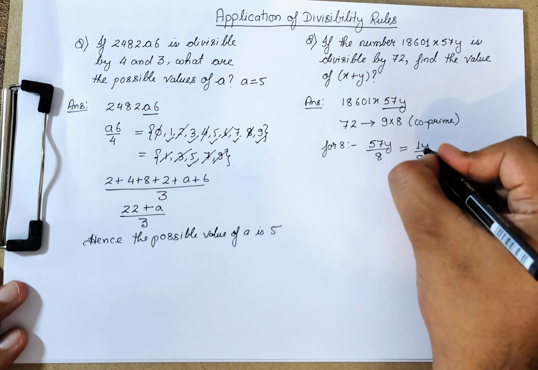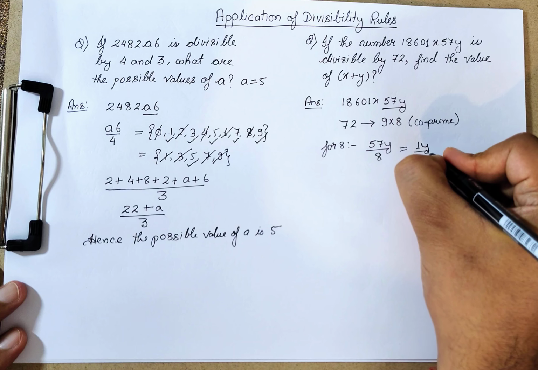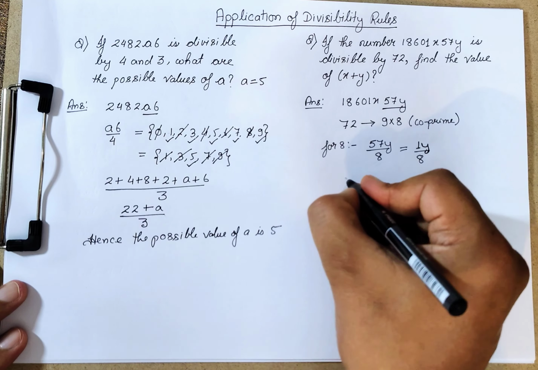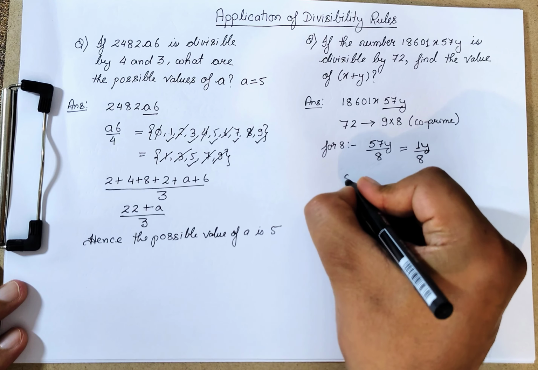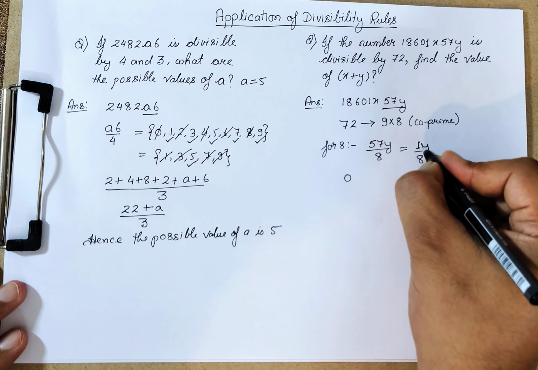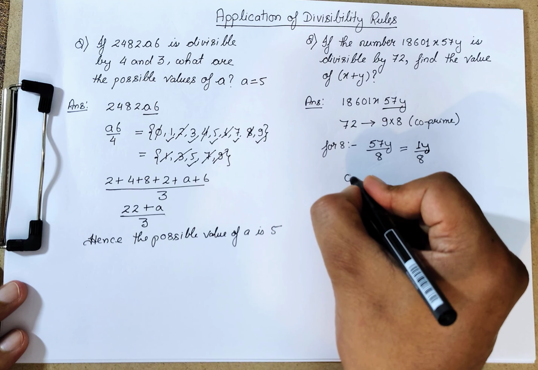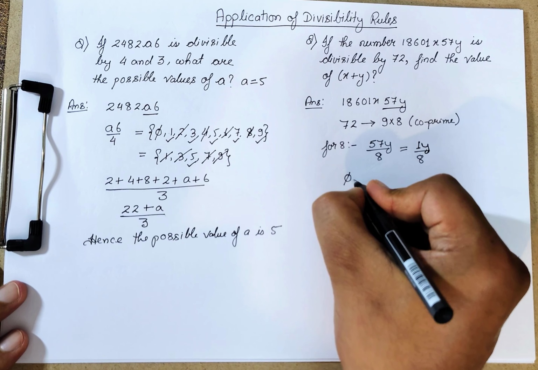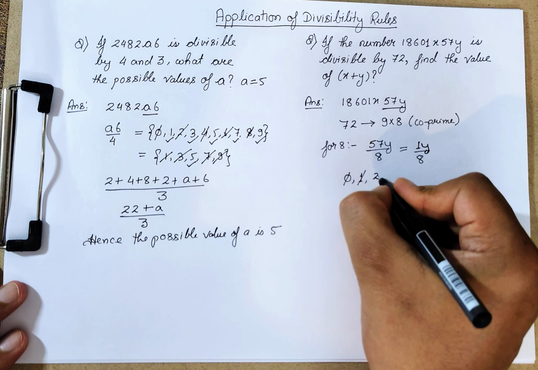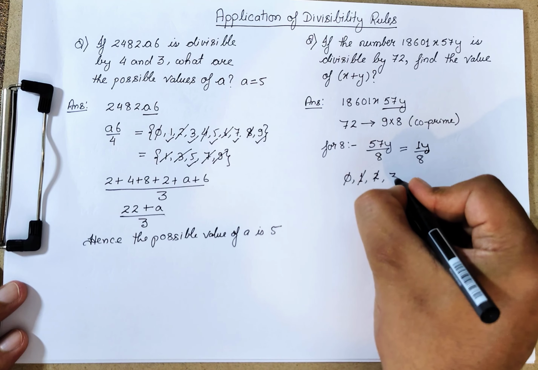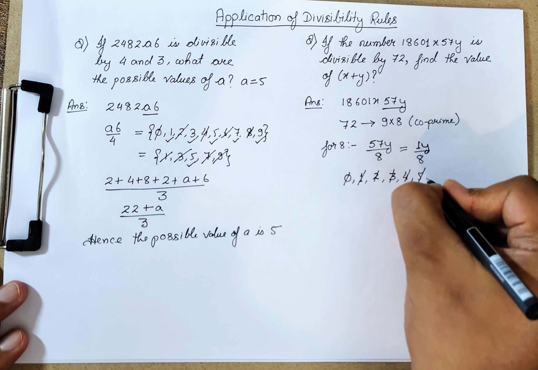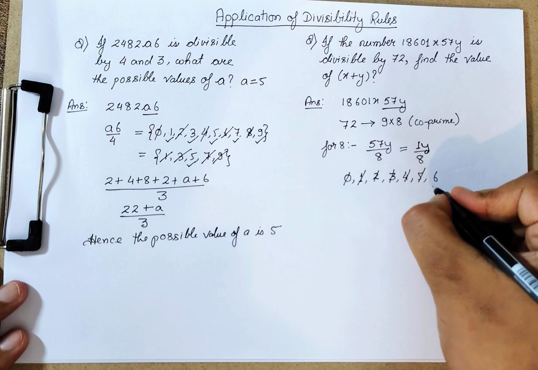Now let us see what all possible values y can have that make it completely divisible by 8. So let's start with 0. Can y have 0? Making it 0 will make it 10, which is not divisible by 8. Hence 0 is ruled out, 1 is ruled out, 2 is ruled out, 3 makes it 13, ruled out, 4 makes it 14, ruled out, 5 is ruled out, 6, yes, 6 is a possible value.